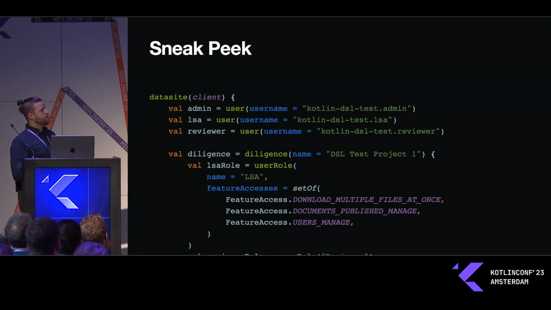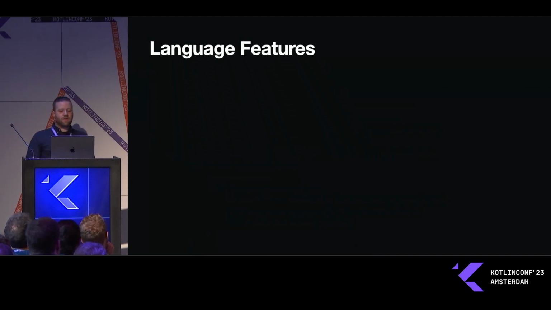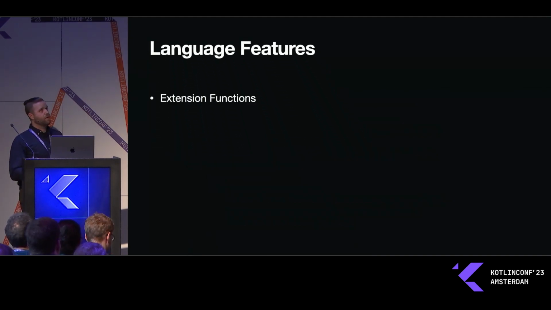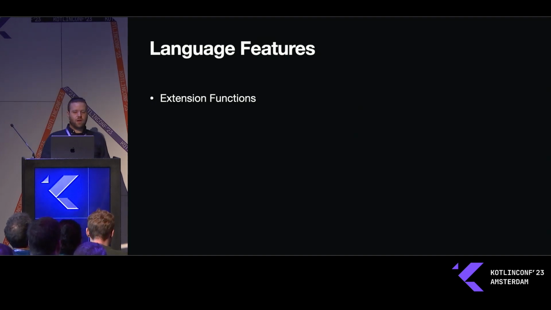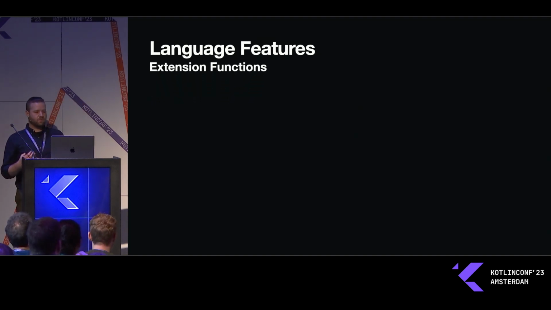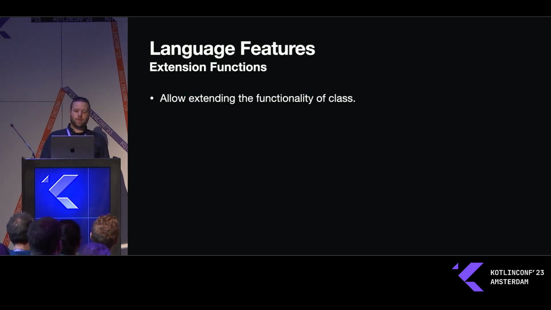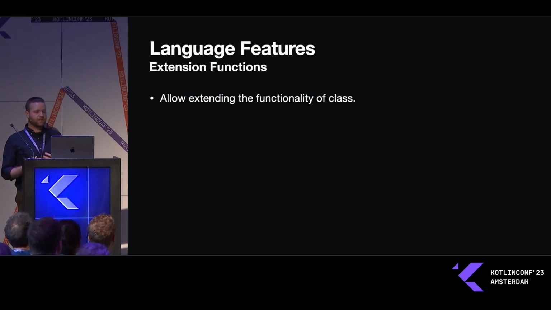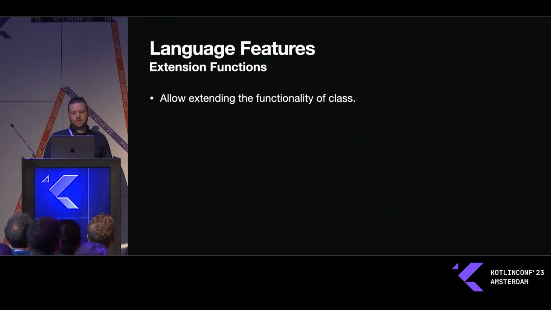So a lot of this is enabled by some very specific Kotlin language features that we're going to go over next. And I think the first one that I like to start with when talking about DSLs is actually extension functions. It's usually not what most people go to, but I think that this is a really good foundation for how DSLs work. So an extension function is something that extends the functionality of a class with a new function that's not natively part of that class.